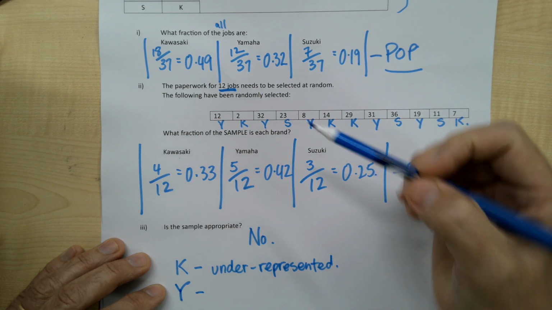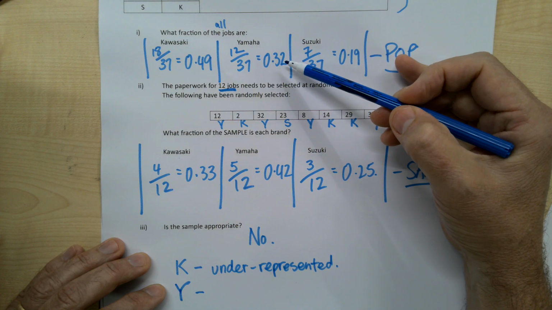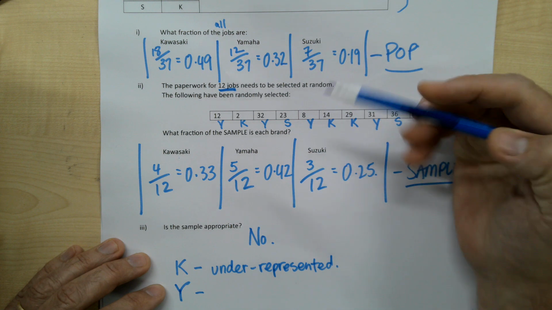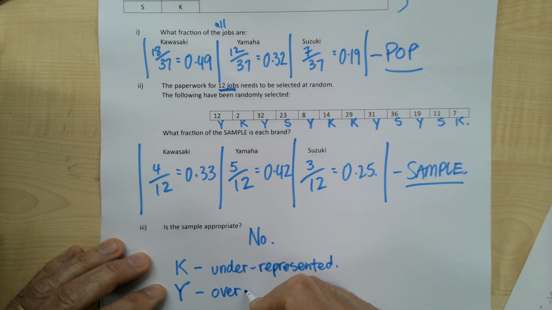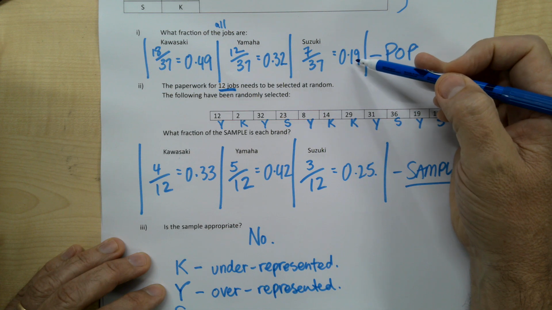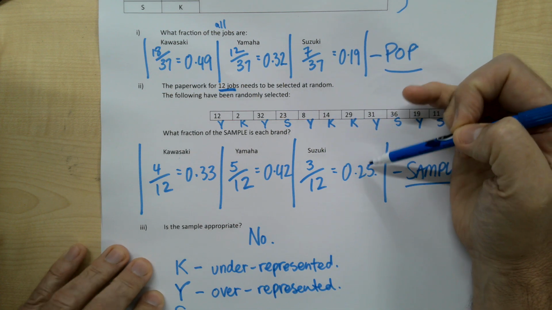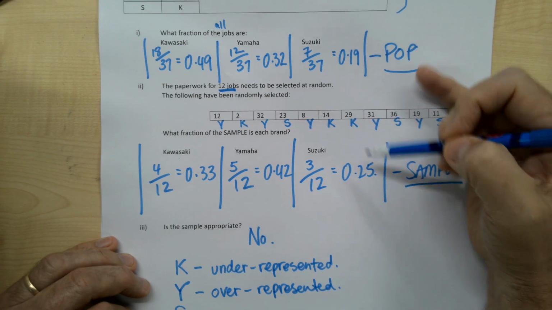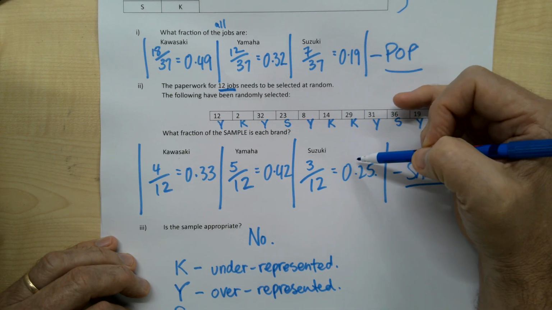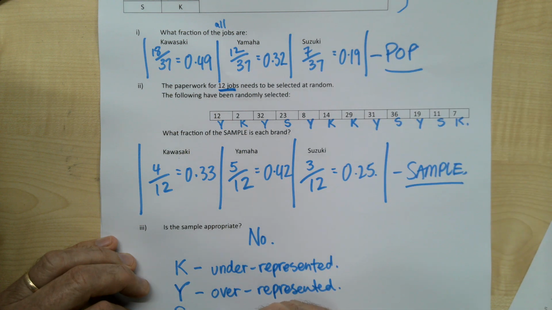What's going on with Yamaha? Again, that's what we want it to be like, but that's what it's actually like in the sample, so it's overrepresented. And lastly, for the Suzuki's, it's over as well. Now you could say it's overrepresented, because we want this to be about 0.2, maybe 0.21 or something like that, but it's a little bit high. And it's overrepresented.